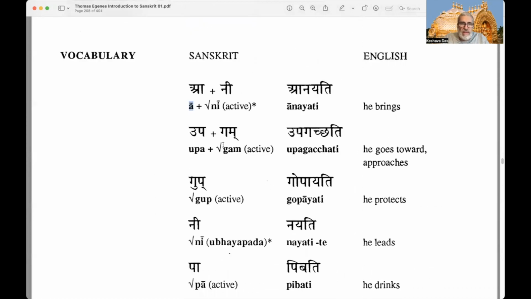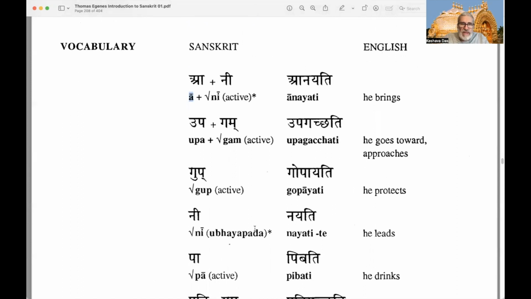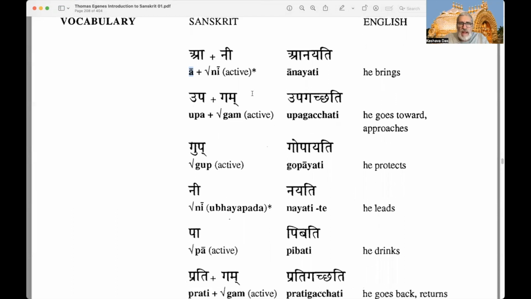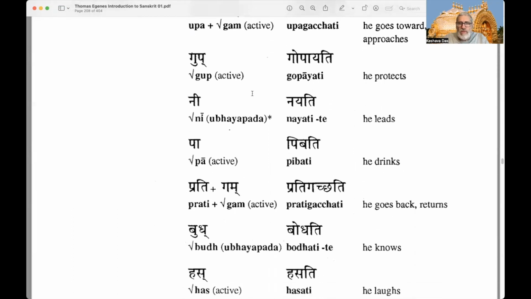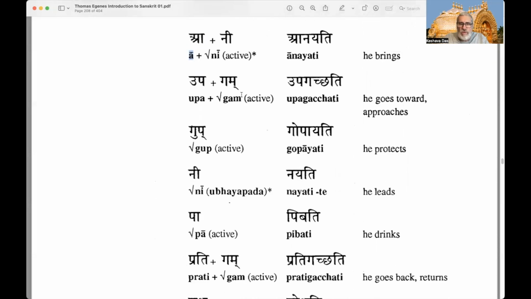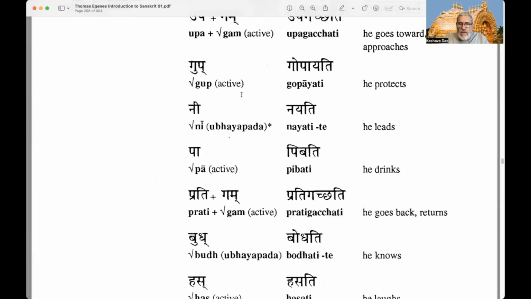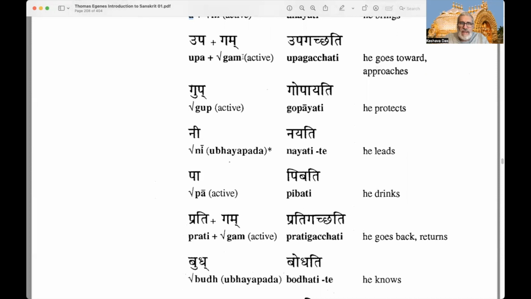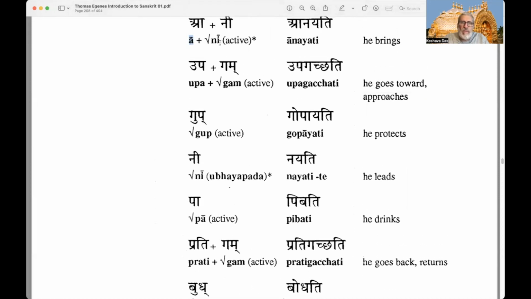Ni is said here to be active, and it's said down here to be ubhayapada. It's interesting that he's said it's both, so we should see what the asterisk says down below. Ni is ubhayapada when it means to lead and not to bring. Ani would be bring. Oh, here's an example of when you add an upasarga, it becomes only parasmaipada and not ubhayapada.